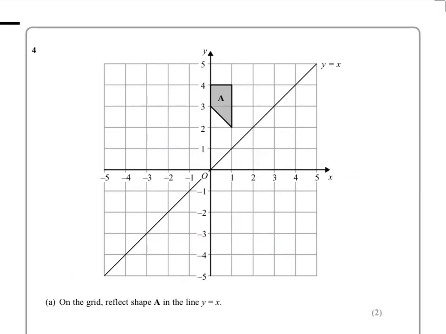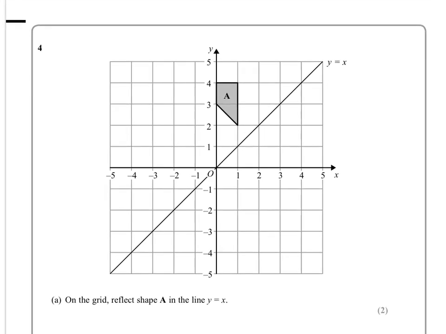So in this case, we're asked to reflect shape A in the line y equals x. So it's saying that this is the mirror that we're looking at in this case. So if we pick a point here, then if you go straight to the mirror at right angles, then you've got to be that distance away. So that's going to be that point.